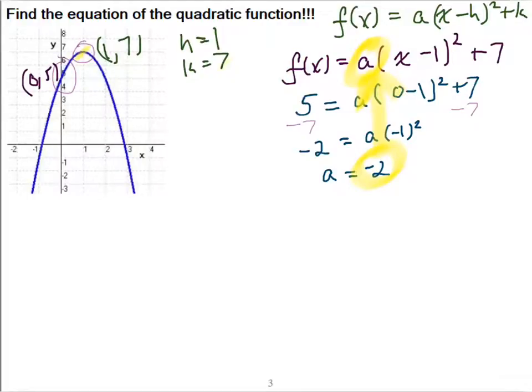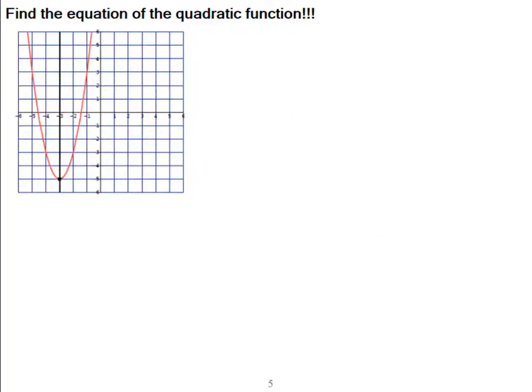All right? So our final answer is f of x equals negative 2 times (x minus 1) squared plus 7. So that's my equation for my quadratic function in vertex form. All right? I'd like you to try the next one on your own.